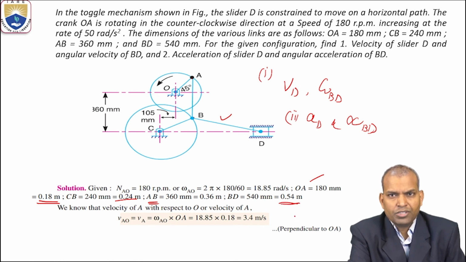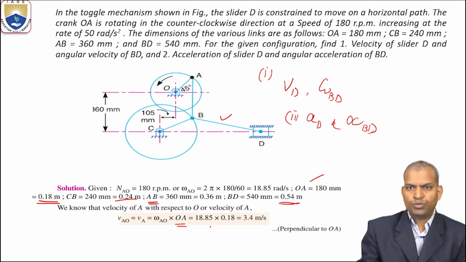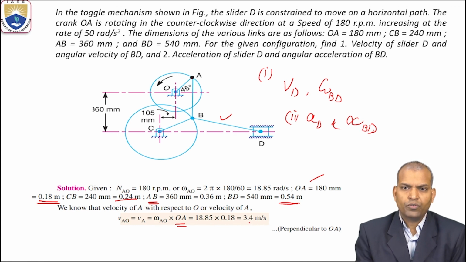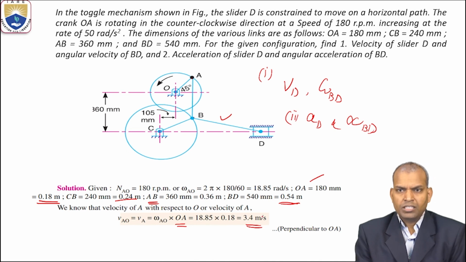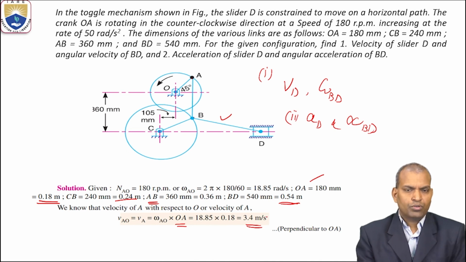So the linear velocity of the link OA, VA, equals R omega. That means R is the link OA times omega AO. That is 18.85 into 0.18, that is 3.4 meters per second. This is the linear velocity of A with respect to O.